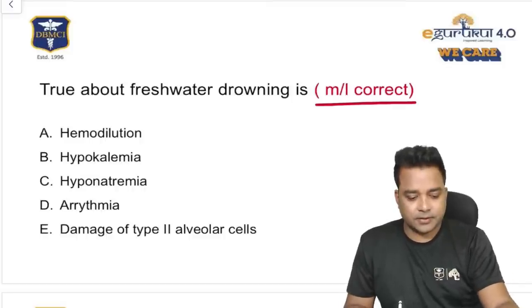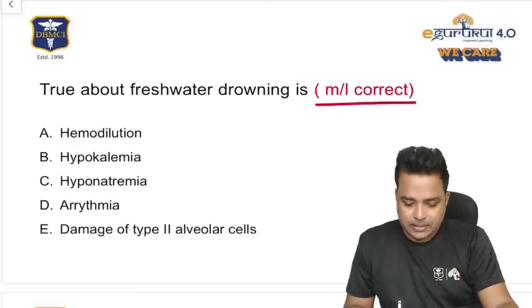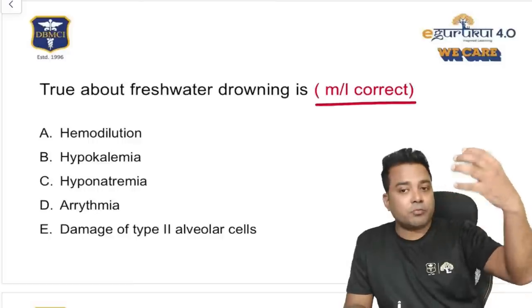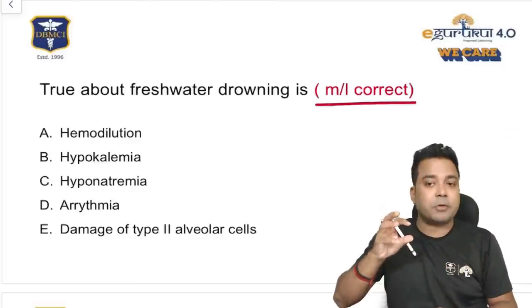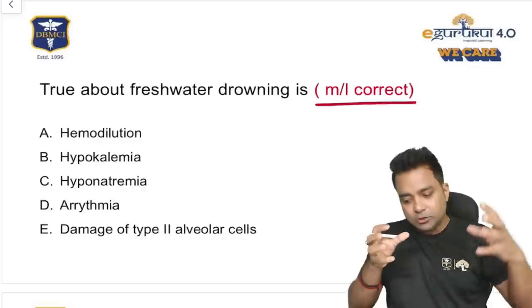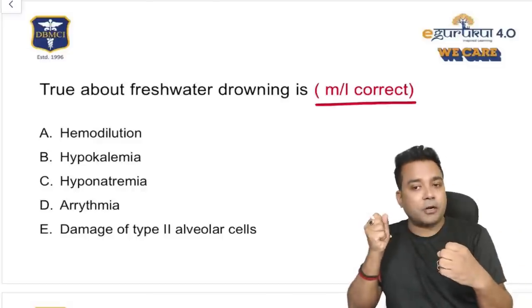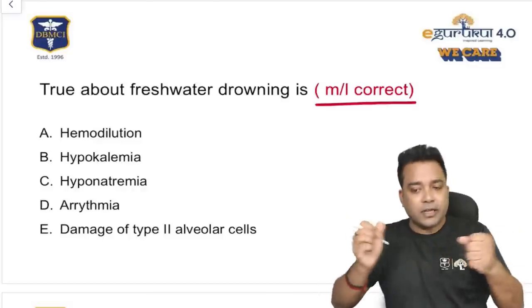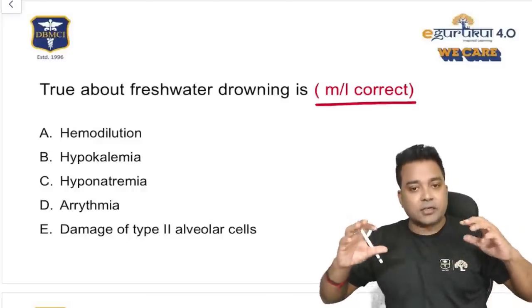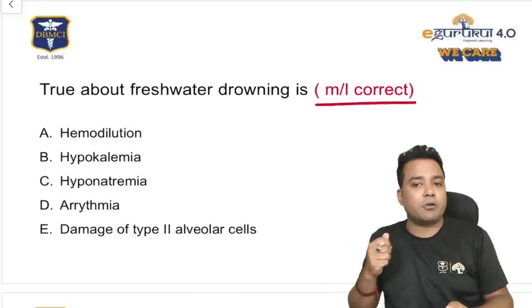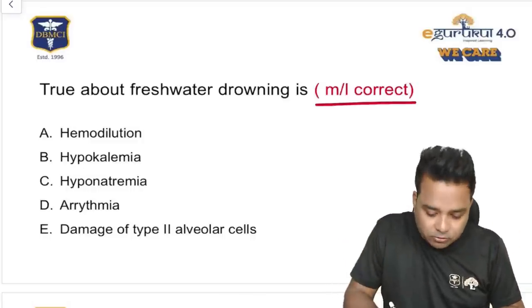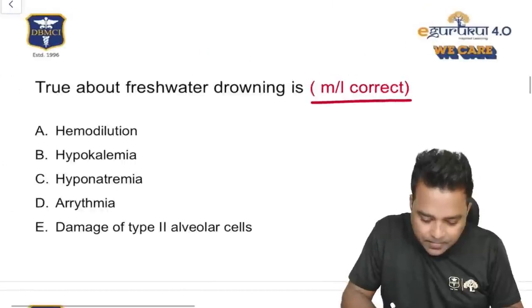Answer goes with, in fresh water, what happens? Movement of water from alveolus to the RBC compartment. Why? Because the RBC compartment is already rich in potassium ions, so they attract water from the alveolar compartment. They go on swelling and finally they rupture. As a result, what happens is a picture of hemodilution due to movement of water from alveolus to vascular compartment. So hemodilution will be there.